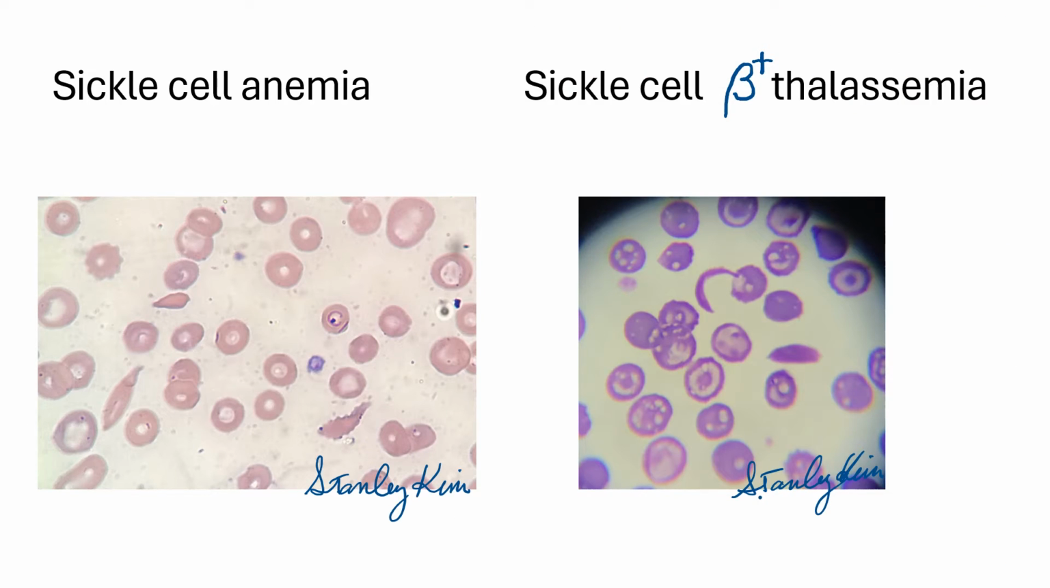The peripheral smear of my own patients, the sickle cell anemia. There are no sickle cells? Well, these are sickle cells. Not necessarily really sickle. This is a patient having hemoglobin sickle cell beta plus thalassemia. Don't you see these target cells? And actually, the size of the red blood cells is smaller.